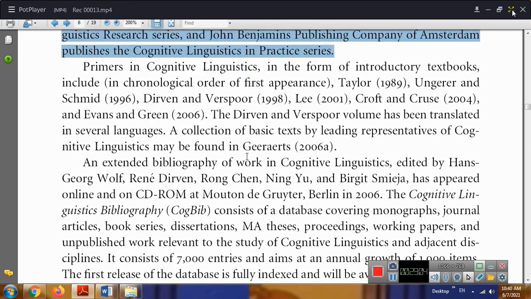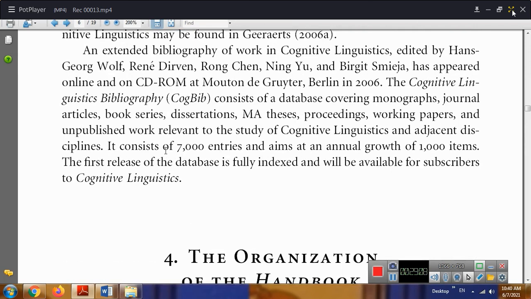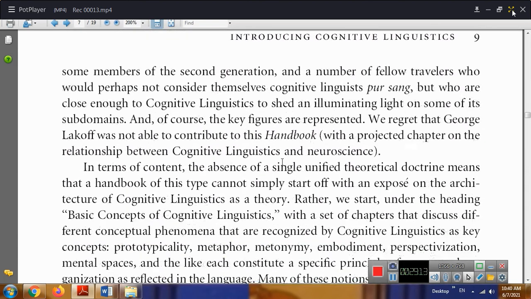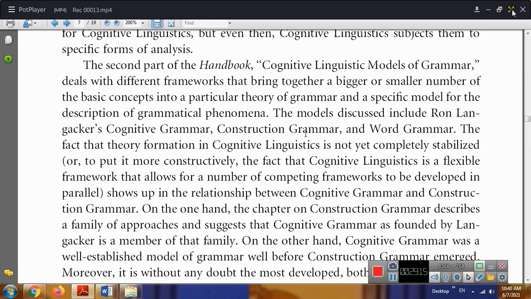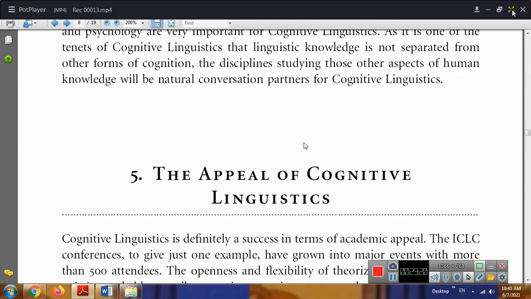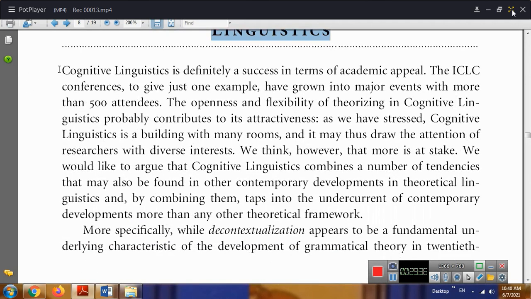Okay, here it just gives us some information about the publication of cognitive linguistics, which is not important. Even the organization of the book is not important. The handbook, I don't want it. What about the appeal of cognitive linguistics? Dear student, the structure of the handbook is not important, and those paragraphs which I focus on there and explain, they are important.